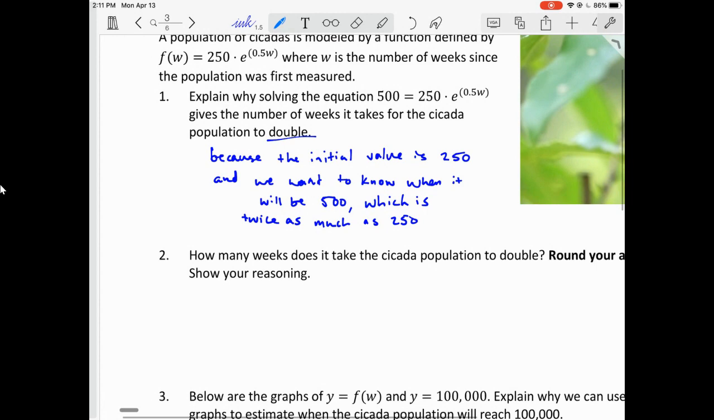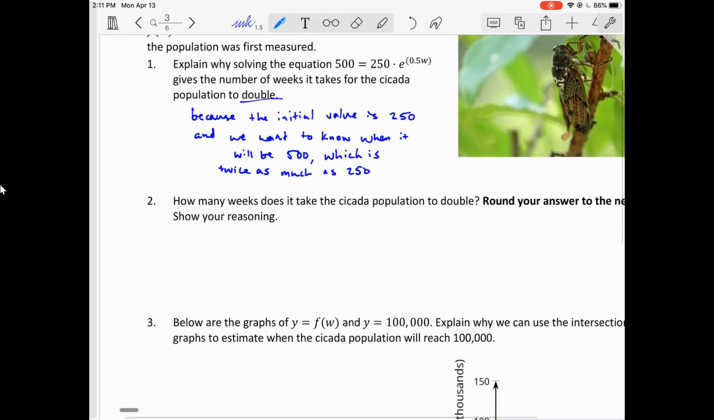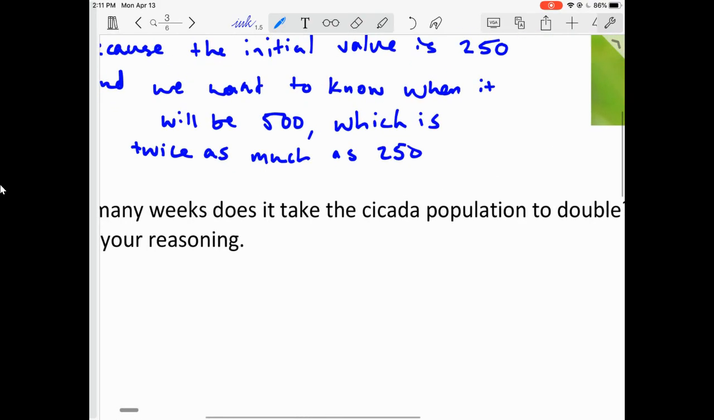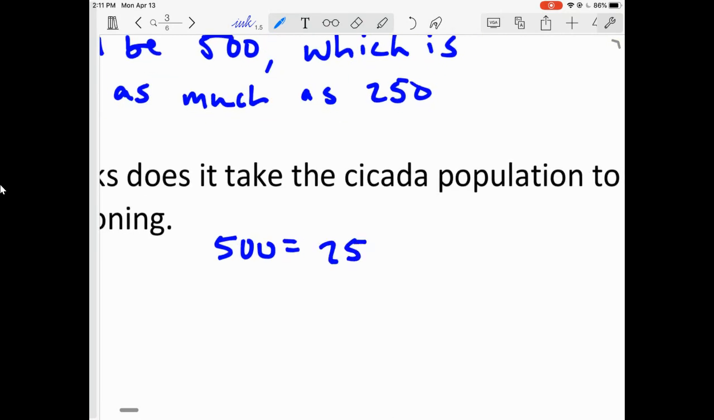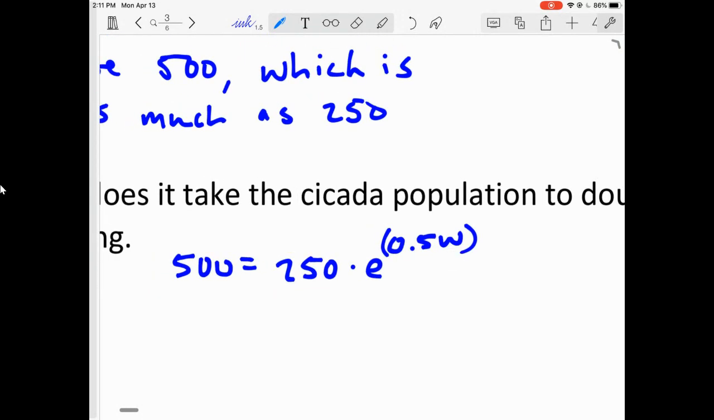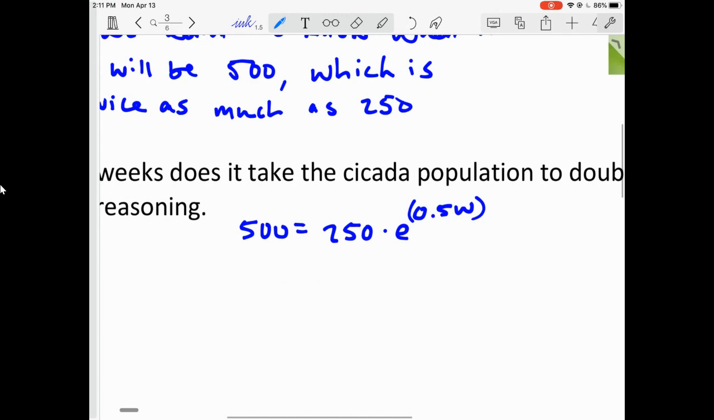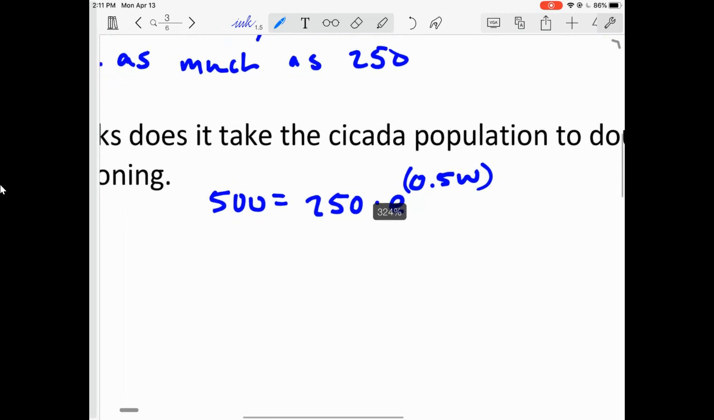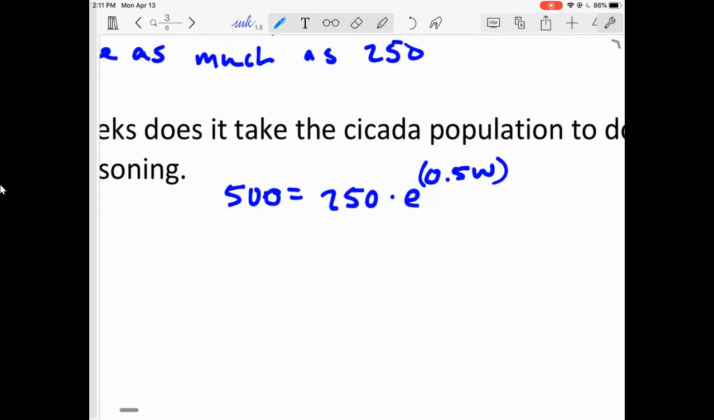All right, so now how many weeks does it actually take to double? Let's just solve that equation. We'll round it to the nearest tenth. So 500 is equal to 250 times e to the 0.5 w. So that's our continuously compounding interest rate of 0.5 or 50% really. So it's doubling every week.